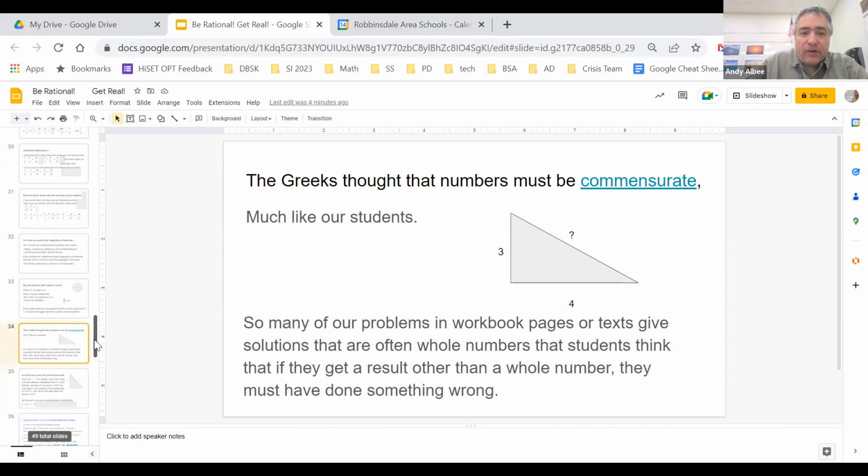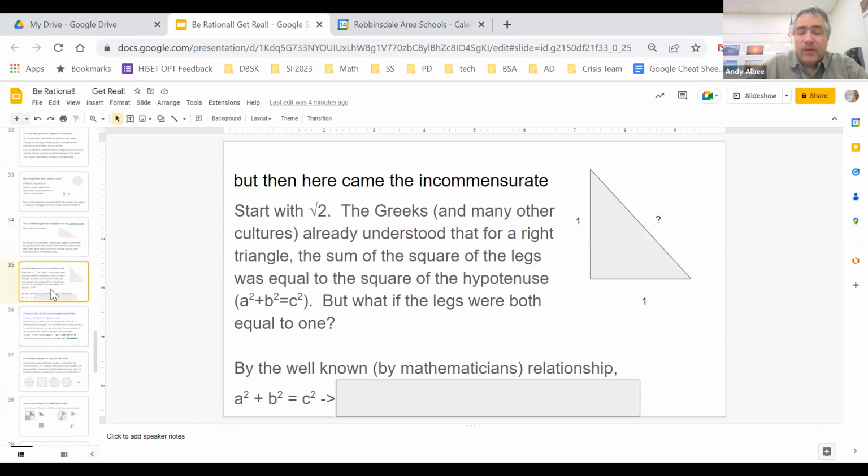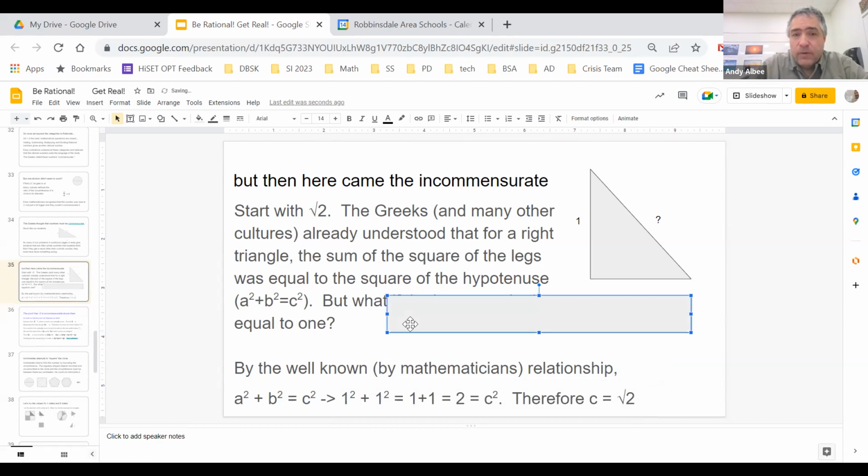Then came along one of Pythagoras's groupies that hung out with him. And he said, wait a minute, what if I make those two sides 1? Okay, what if they're not 3 and 4? What if they're just 1? And they started out with this square root of 2. They knew this a squared plus b squared equals c squared thing has to work. So if a and b are both 1, 1 squared is of course 1, and 1 plus 1 is 2. And if 2's got to equal c squared, then c's got to equal the square root of 2. And fantastic, we found this other rational number. Things are great.